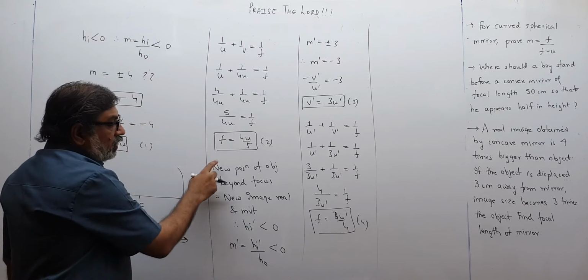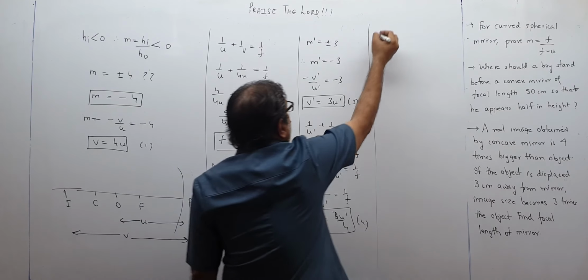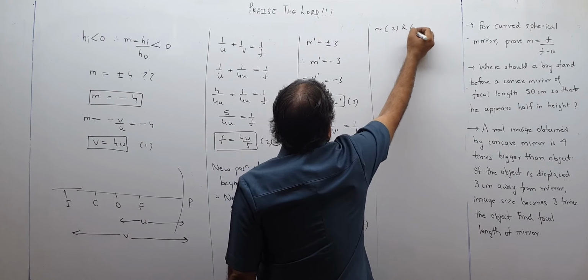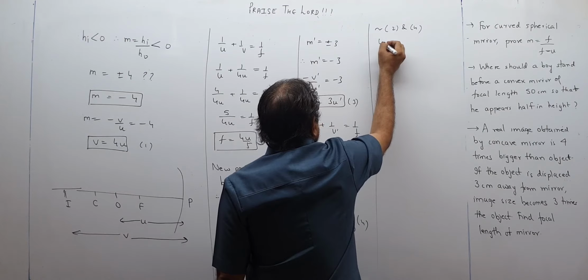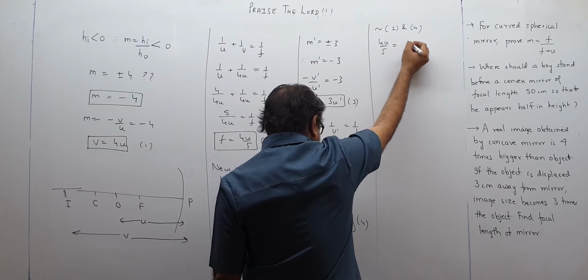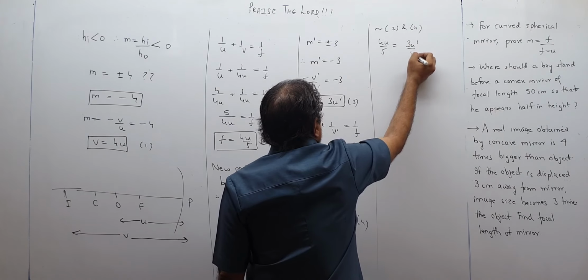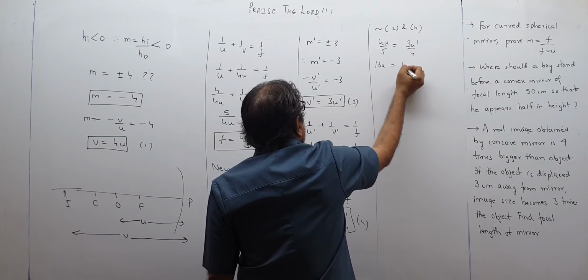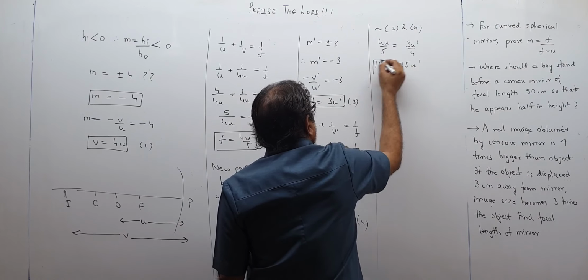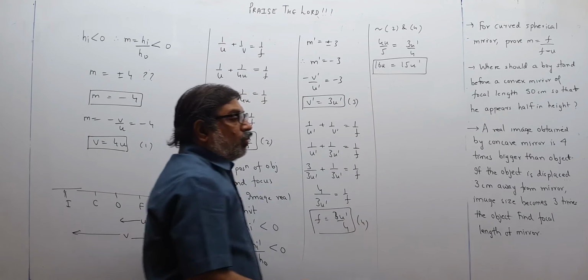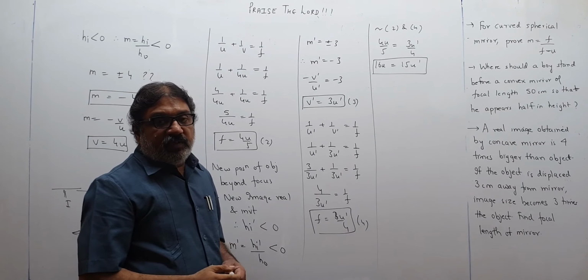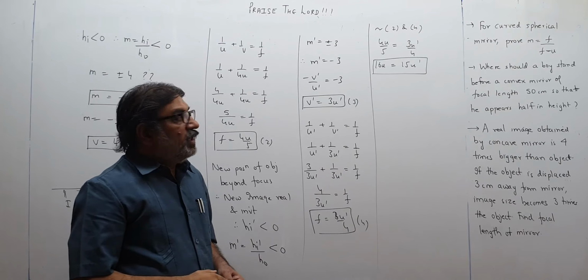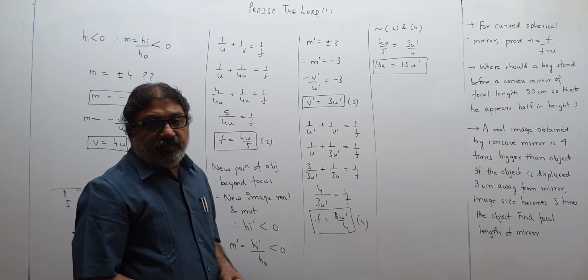Now comparing 2 and 4. I understand that 4u upon 5 will be 3u dash upon 4. So 16u equal to 15u dash. I get relation between old object distance and new object distance. U is old object distance, u dash is new object distance.